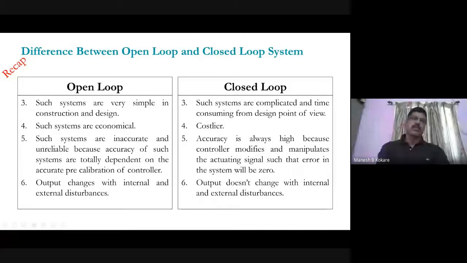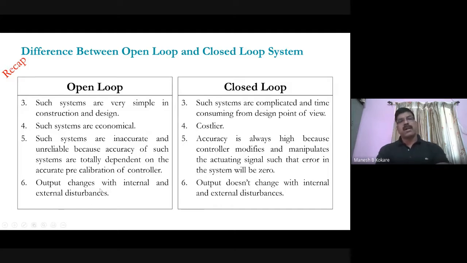The fifth difference we have seen is that open loop systems are inaccurate and unreliable because the accuracy of such systems is totally dependent on accurate pre-calibration. So pre-calibration is necessary in an open loop control system, whereas time-to-time calibration is not required in a closed loop control system, where we are measuring the output or taking the feedback, and that's why accuracy is always higher in a closed loop control system as compared to the open loop system.